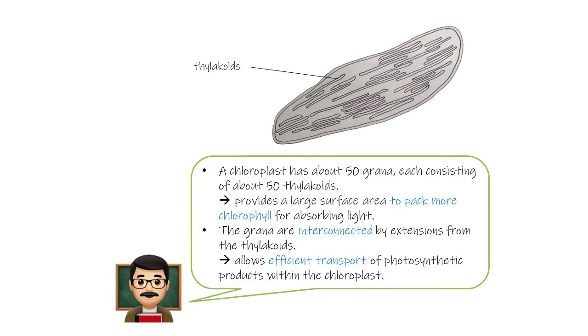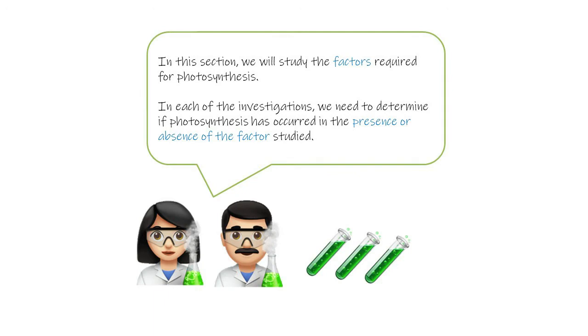A chloroplast has about 50 grana, each consisting of about 50 thylakoids. This provides a large surface area to pack more chlorophyll for absorbing light. The grana are interconnected by extensions from the thylakoids. This allows efficient transport of photosynthetic products within the chloroplasts. After learning the structure of the chloroplasts, let's learn about the requirements for photosynthesis. We will study the factors required for photosynthesis.